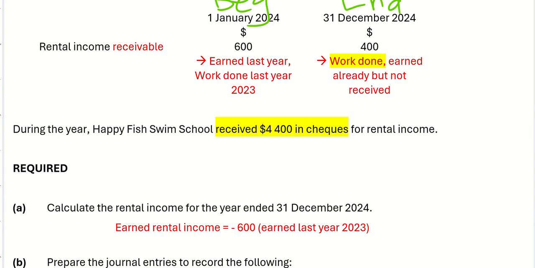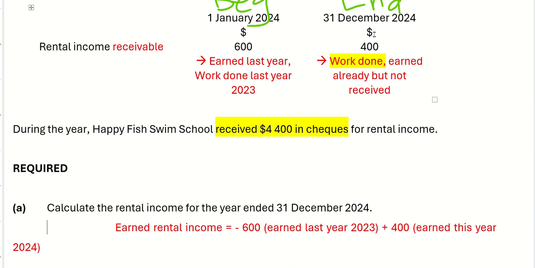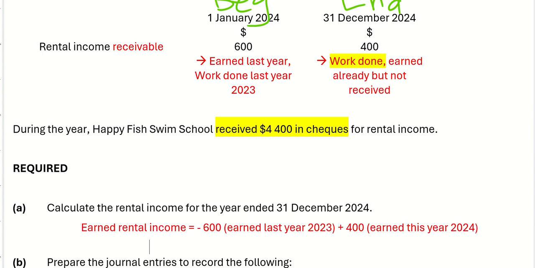Next, what are you going to do with the $400? Plus, correct. So you're going to plus $400 because you earned it this year, in 2024. All right? Finally, what are you going to do with the $4,400? Plus, yes, because every time you have a check, every time you receive money, you are going to add income. So, can you calculate this for me? 4,600?